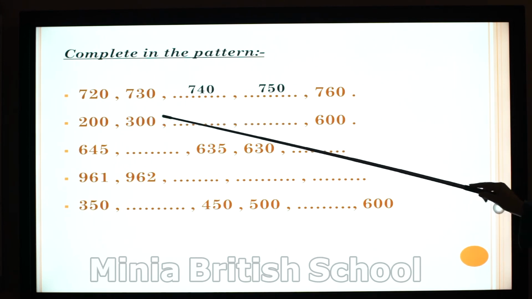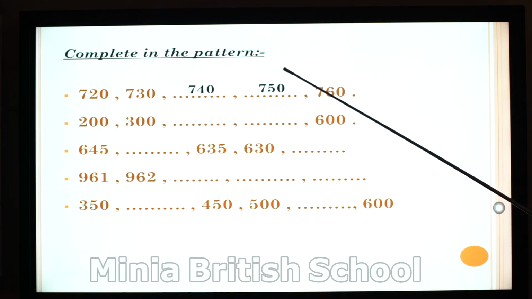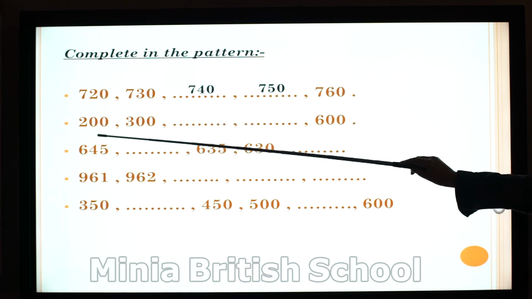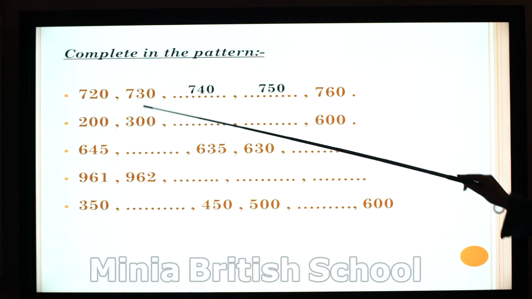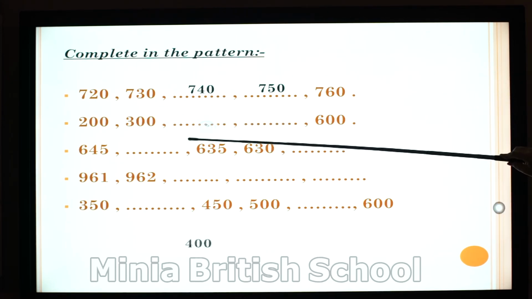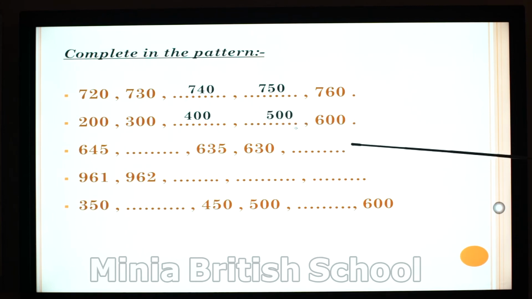Here 200, 300, space, space, 600. Again 200, 300. Here are you counting up or counting down? You are counting up. Here 200, 300. You are counting up by 100. So it will be 400, 500, and 600.